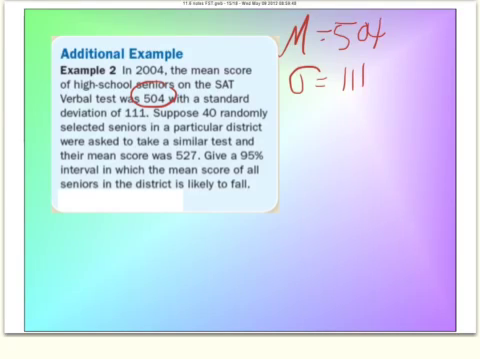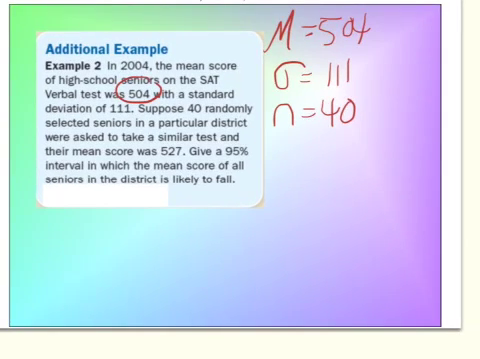Suppose 40 randomly selected seniors, that's my sample size, is 40, in a particular district were asked to take a similar test and their mean score was 527. So that is actually the mean of a particular sample. So X bar here is 527. Okay. He wants us to give a 95% interval in which the mean score of all the seniors in the district is likely to fall.